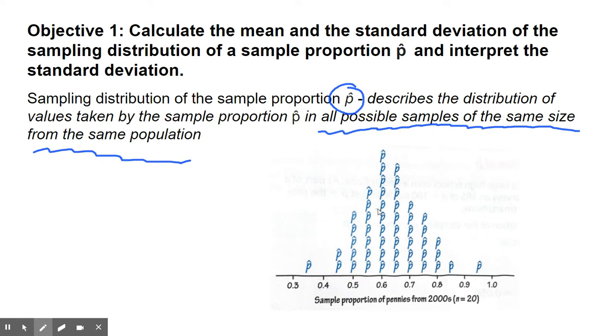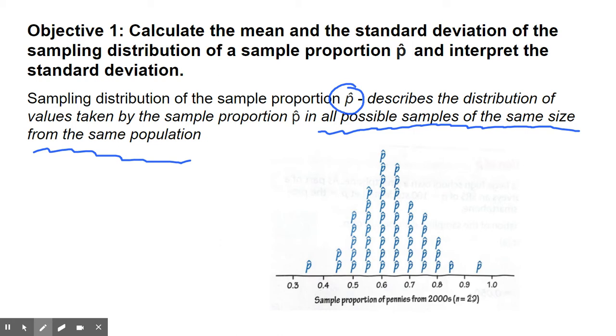Now, this is an interesting little graph here. This would be a dot plot. However, instead of using dots, what they're using are p hat symbols. This is essentially what we're doing: we're finding sample proportion values and plotting them on a dot plot. You have to think of every dot as a p hat value. This would be the sample proportion of pennies from the year 2000s, and our sample size is 20.